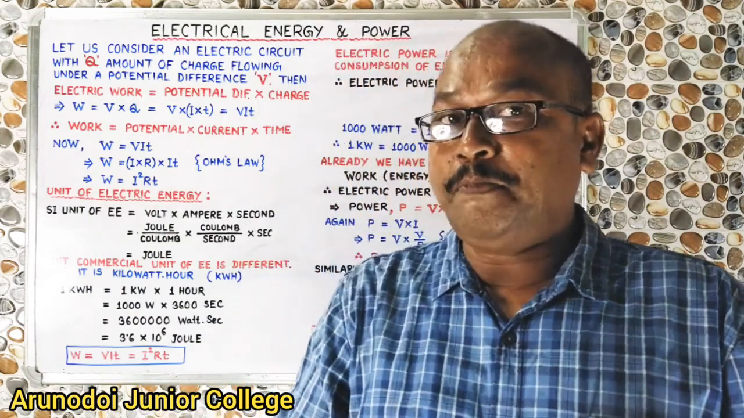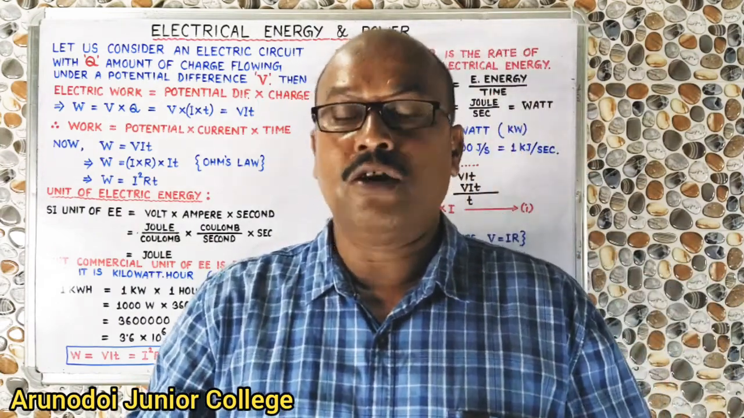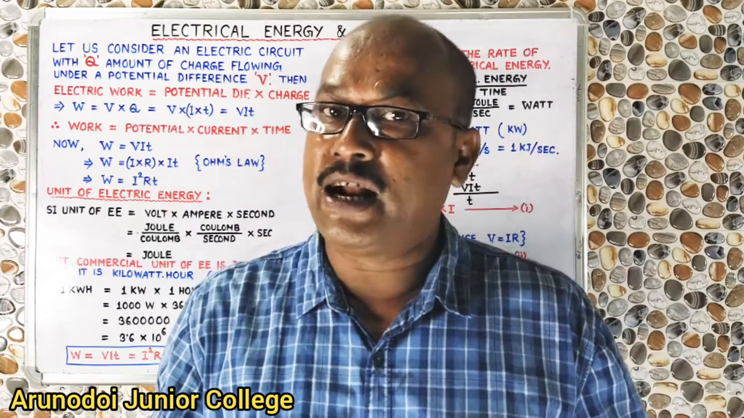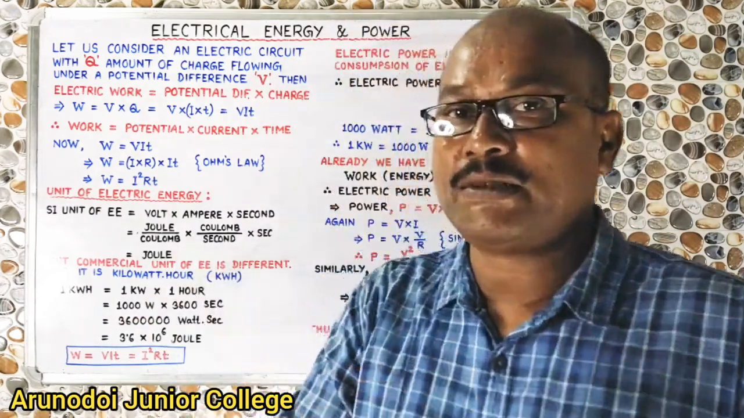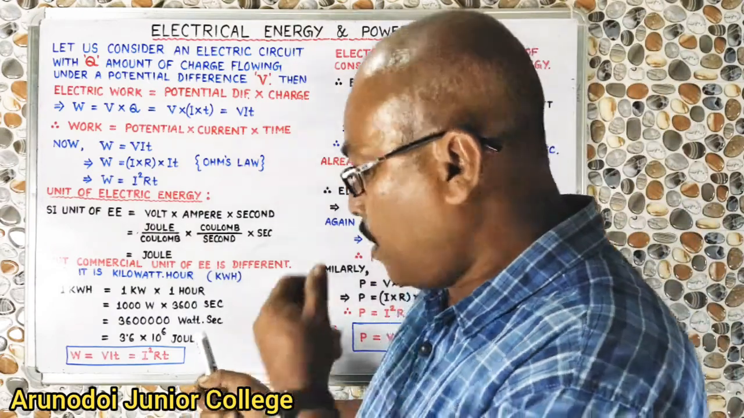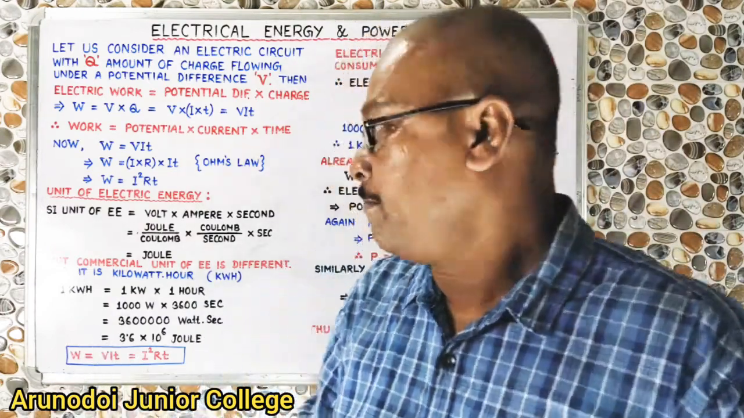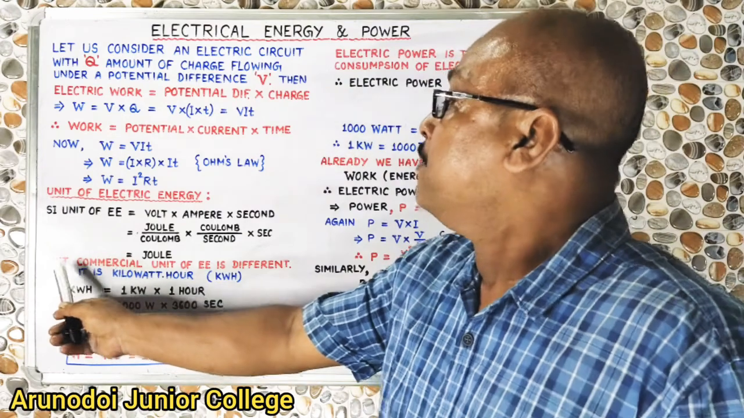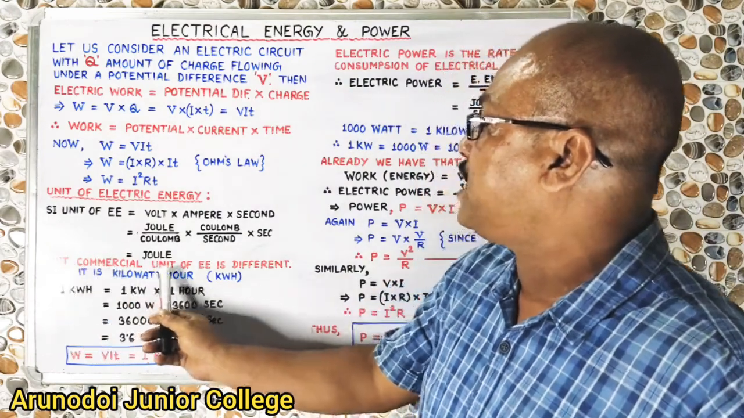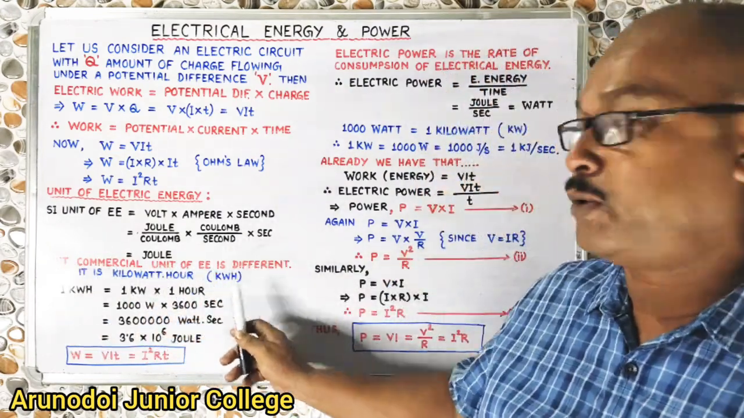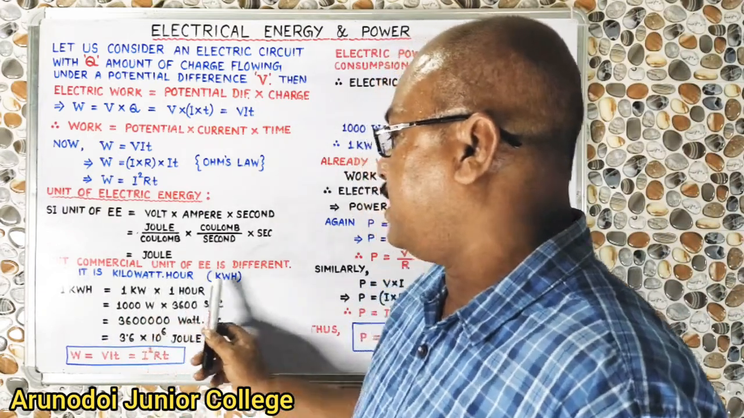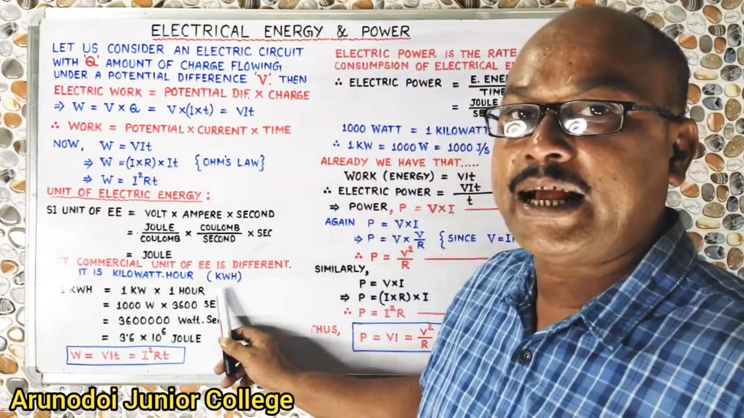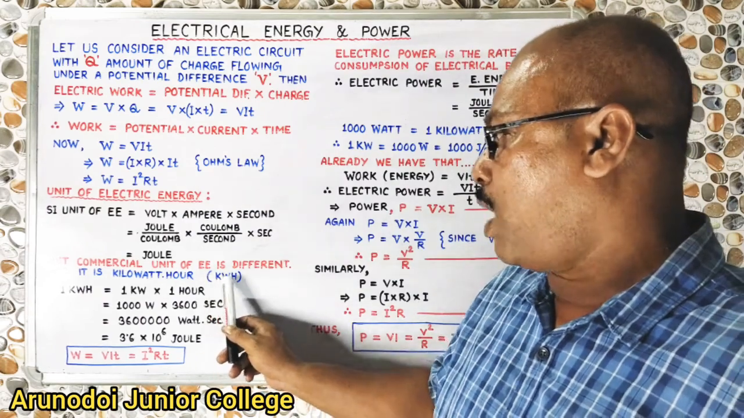But in practical conditions, commercially when electrical energy is measured, it is never measured in terms of joule, but it is measured in terms of a different unit, what is called kilowatt hour. So let us see what is kilowatt hour. The commercial unit of electrical energy is different. It is not joule. Then what is it? It is kilowatt hour, and it is represented as kWh.